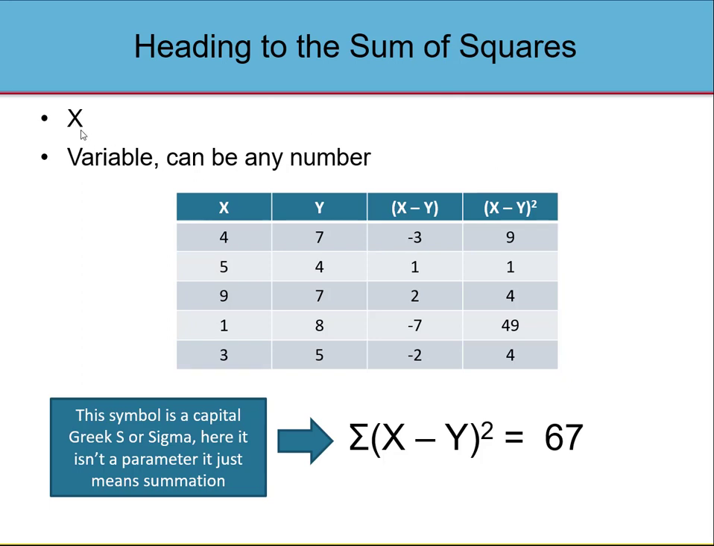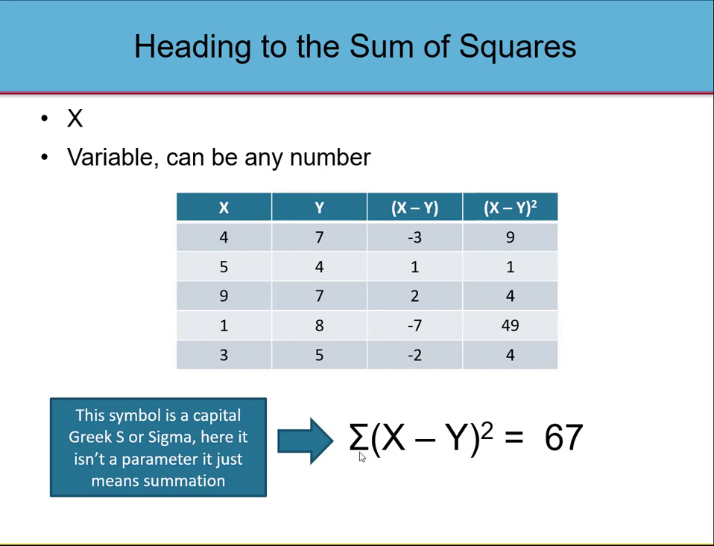So x is a score, it's a variable, it could be any number. Same with y. So if I say x is 4 and y is 7, then x minus y for each row in this data set, I would take x and subtract y. So that's 4 minus 7 is -3. And then if I say take that value and square it, -3 squared is 9. 5 minus 4 is 1. 1 squared is 1. 9 minus 7 is 2. 2 squared is 4. 1 minus 8 is -7. -7 squared is 49. And 3 minus 5 is -2.